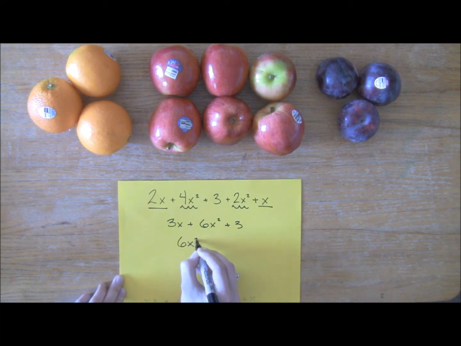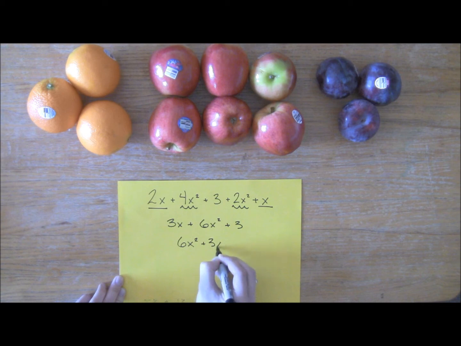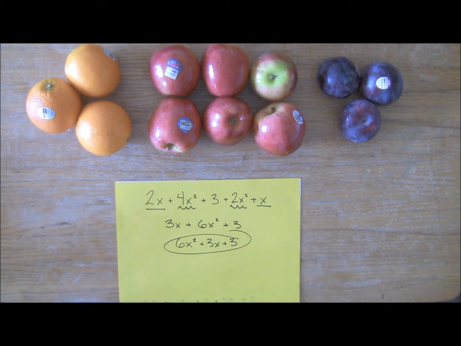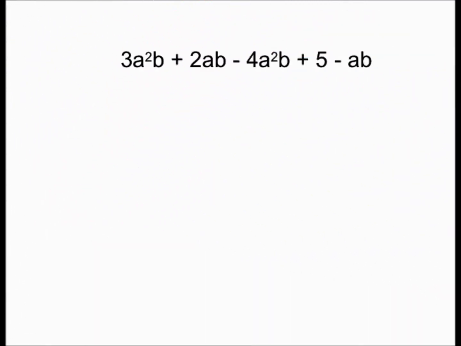Now technically we should write it with the biggest powers of x first. I'm just going to rearrange it. But notice how, just like the like fruits stayed together, the like terms stayed together in the problem. Okay, so let's try another example. First step, we have to identify the like terms.